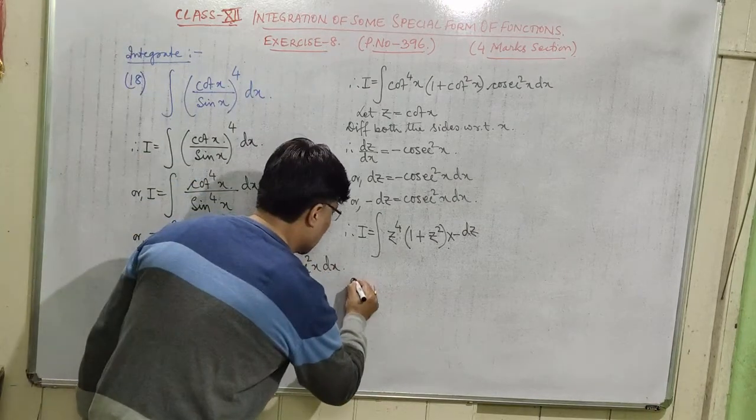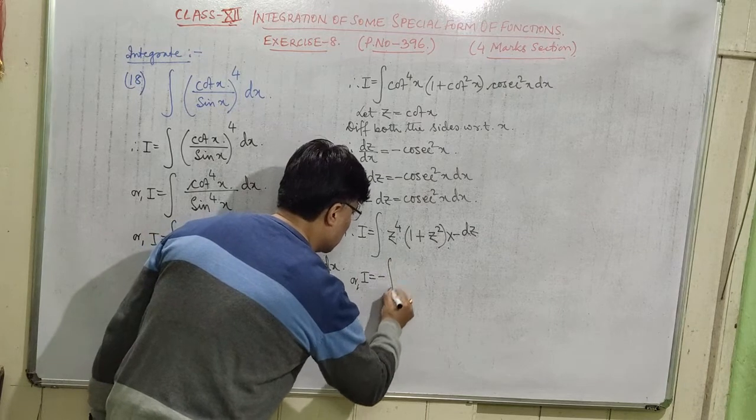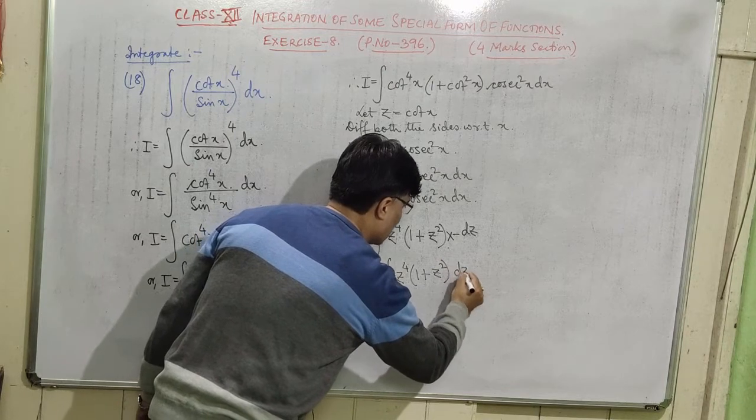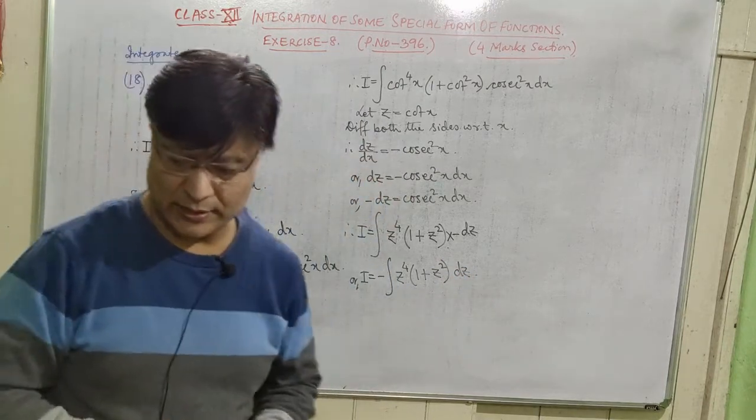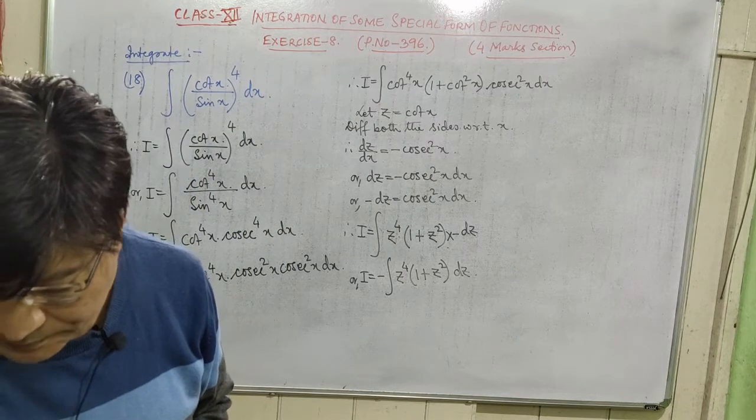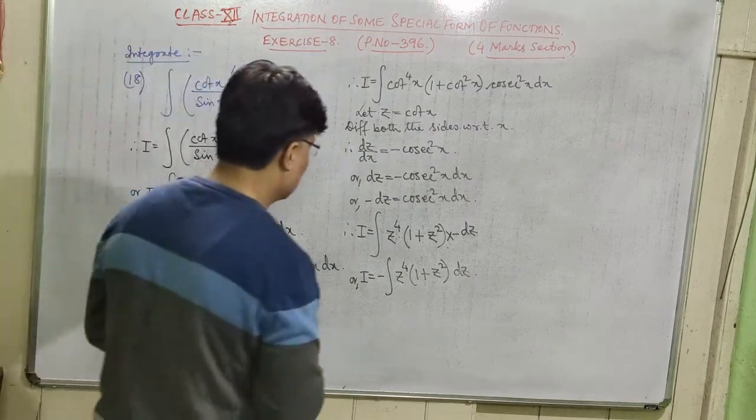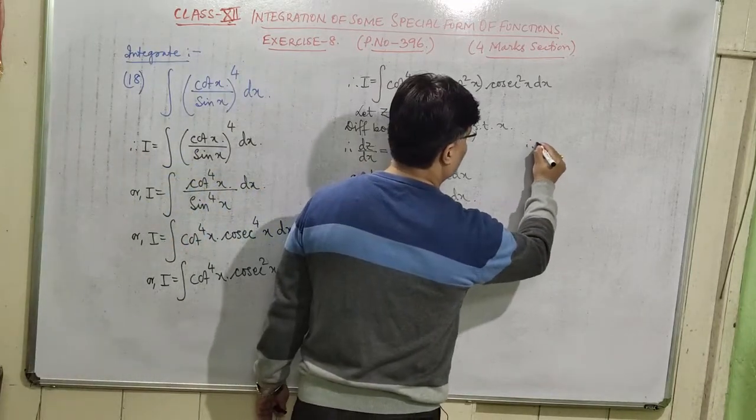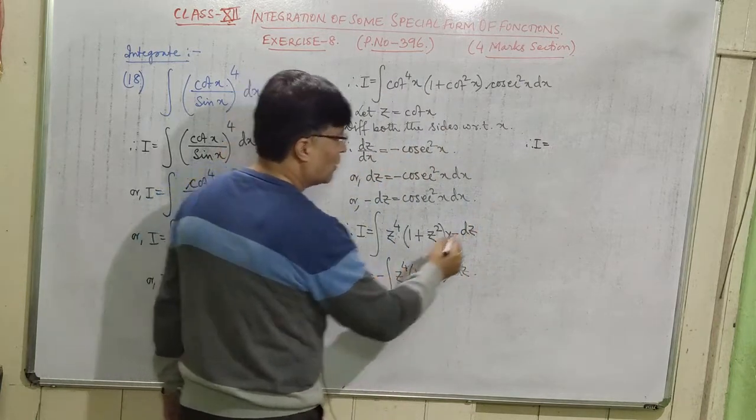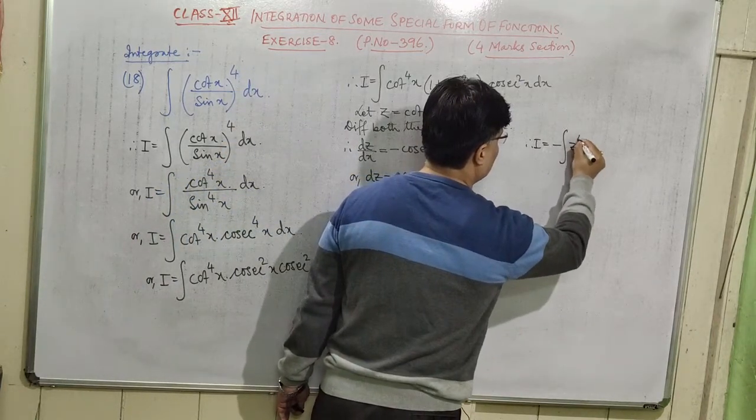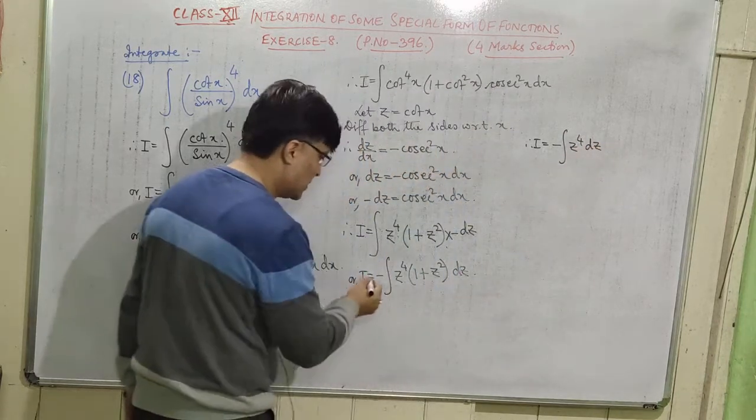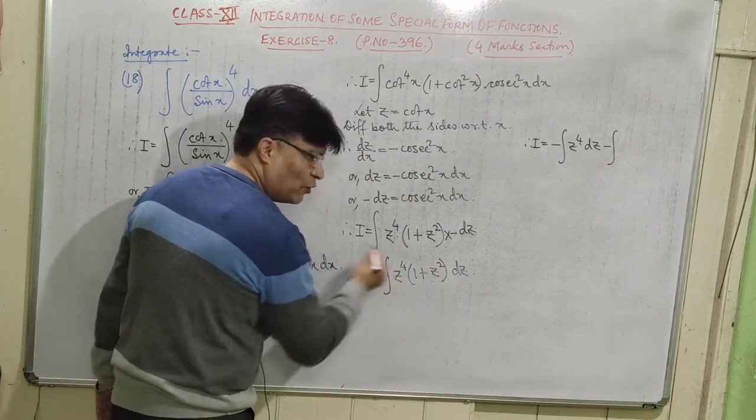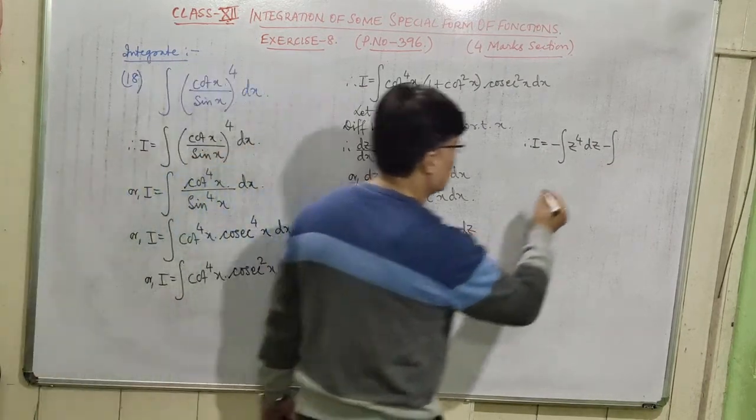So the minus sign is taken outside, or I is equal to minus integration of z to the power 4 within bracket 1 plus z square, bracket closed, then you can write dz. Next, you can multiply and separate the terms here. Therefore I is equal to minus integration of z to the power 4 dz, right? Minus into plus, minus integration of z to the power 4 into z square, it is z to the power 6.